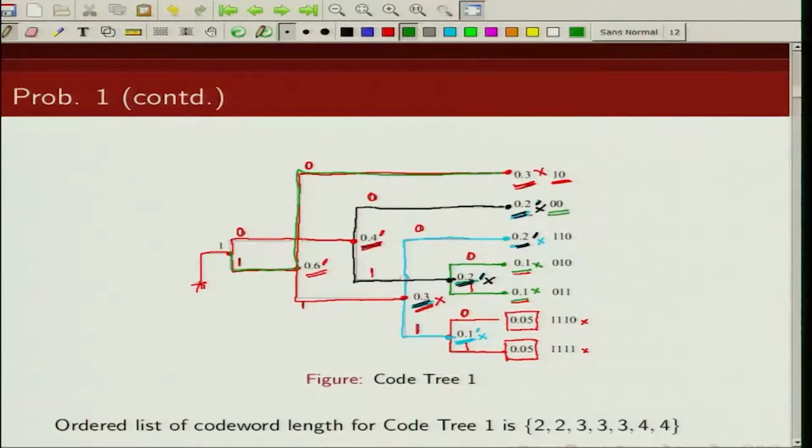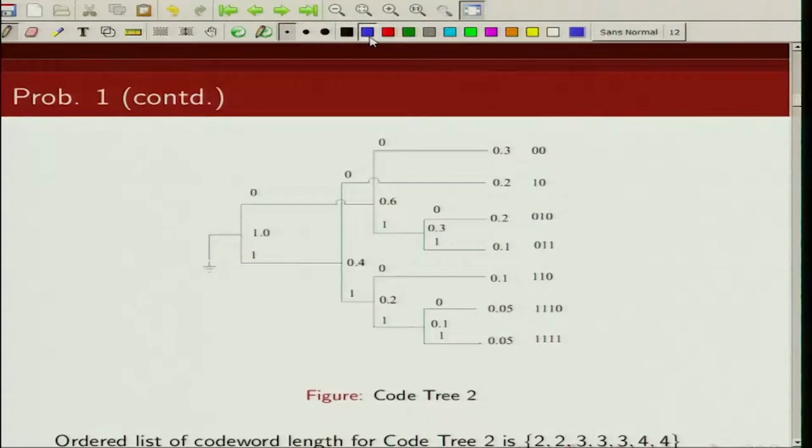The code word for this comes out to be 00. You can see 00. And similarly, you can find the code words for the others: 110, 011, 1110, and 1111. So the code word lengths are 2, 2, 3, 3, 3, 4, 4. If I write the ordered list of code words, I have 2 of them with length 2, 3 of them with length 3, and 2 of them with length 4.